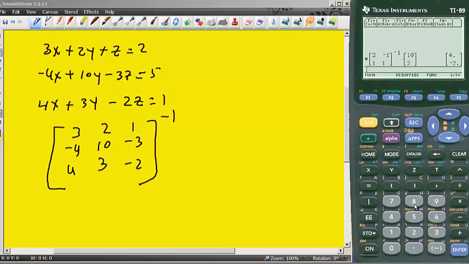So I'm going to type in the first row, which is 3, comma 2, comma 1, and then for the next row I put a semicolon, so it'll be negative 4, comma 10, comma negative 3, and then another semicolon. And then my last row is 4, comma 3, comma negative 2, and then I close my brackets, and then I raise that to the power of negative 1, and this is the inverse matrix. Sometimes they'll ask you what the inverse matrix is. There it is. That's how you find the inverse matrix.